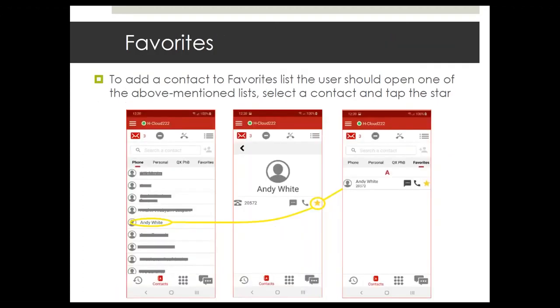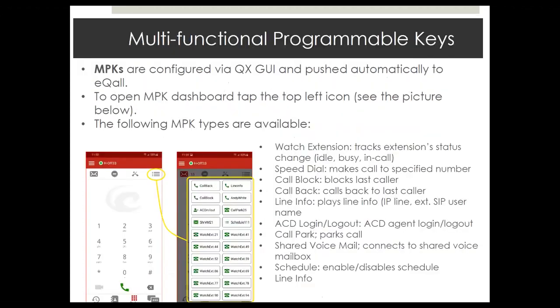In the case of the Windows application, you can get the Outlook phone book also. So you have plenty of selections of contacts to be able to use on the mobile device. Here's an example of how we take, for example, from your phone contact book, Andy White, we can add it with a star, and then it becomes part of your favorite directory.